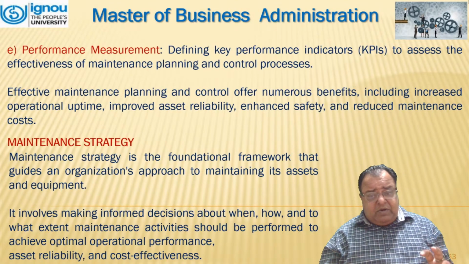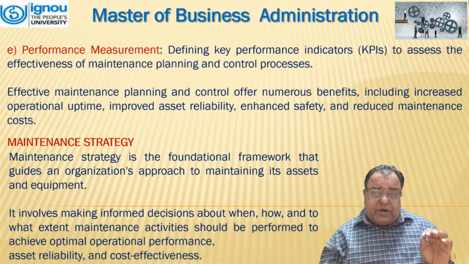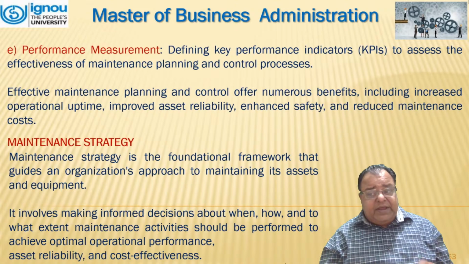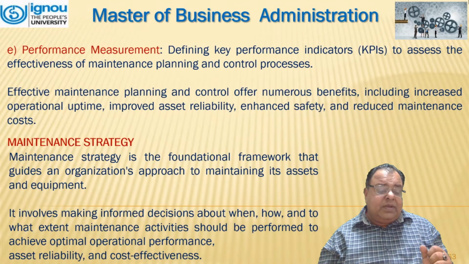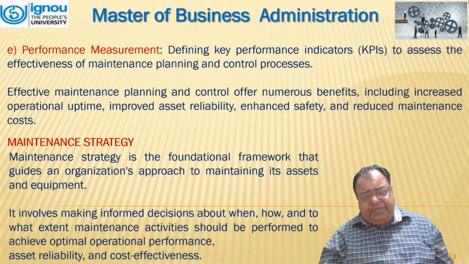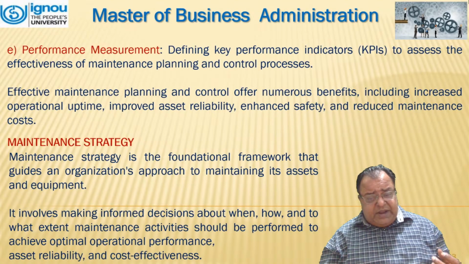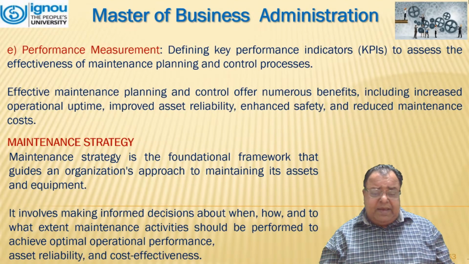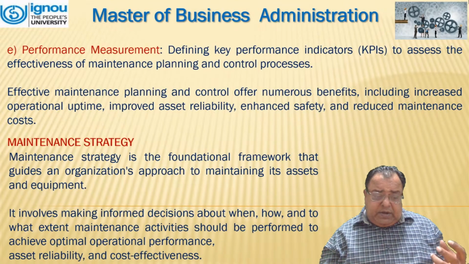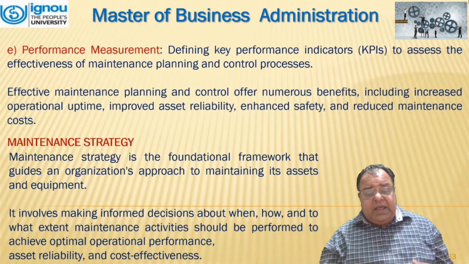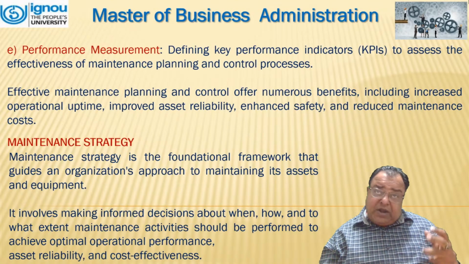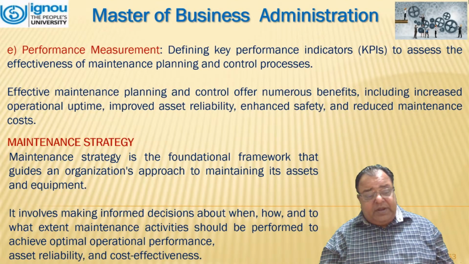Effective maintenance planning and control offers numerous benefits, including increased operational uptime, improved asset reliability, enhanced safety, and reduced maintenance cost. Next is maintenance strategy. Maintenance strategy is the foundational framework that guides an organization's approach to maintaining its assets and equipment. It involves making informed decisions about when, how, and to what extent maintenance activity should be performed to achieve optimum operational performance, asset reliability, and cost effectiveness.